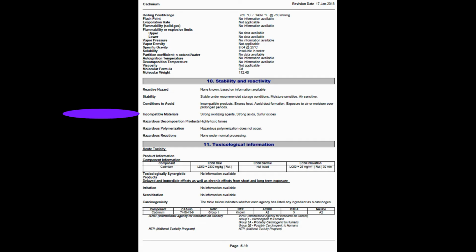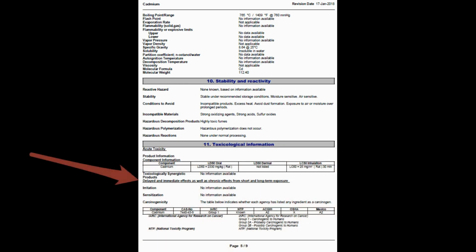Incompatible materials, oxidizing agents, acids, sulfur oxides, and so on and so forth. What all does this thing react to? This next section, toxicology information, is, as far as I know, only really used by coroners when they're trying to figure out what chemicals you've got in your body. All of this information gives them a good map for how to identify cadmium in the body.